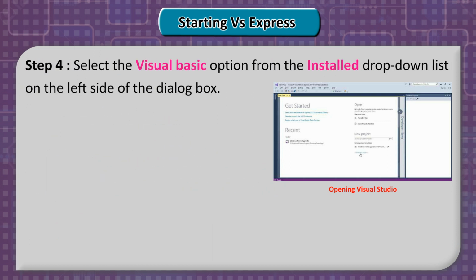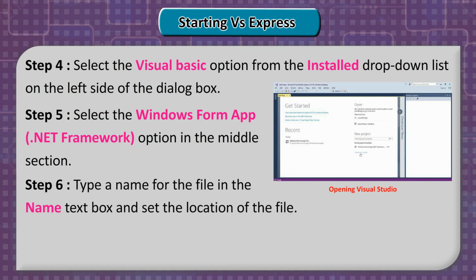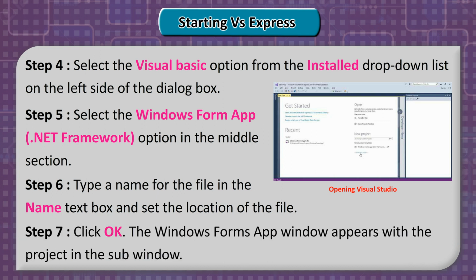Step 4. Select the Visual Basic option from the Installed drop-down list on the left side of the dialog box. Step 5. Select the Windows Form App, .NET Framework option in the middle section. Step 6. Type a name for the file in the name text box and set the location of the file. Step 7. Click OK. The Windows Forms app window appears with the project in the sub-window.